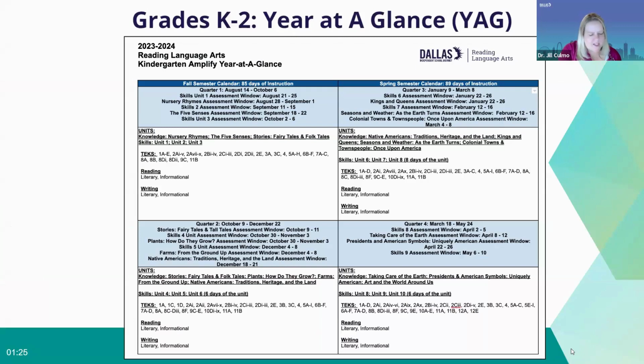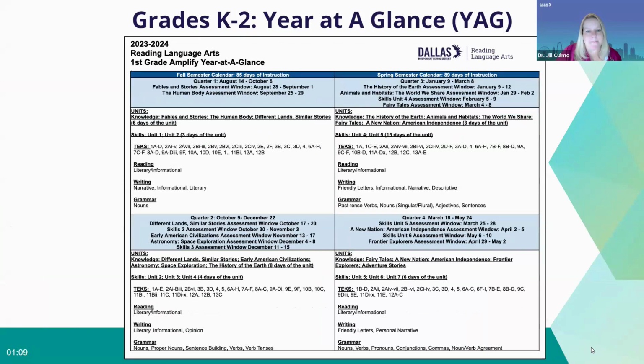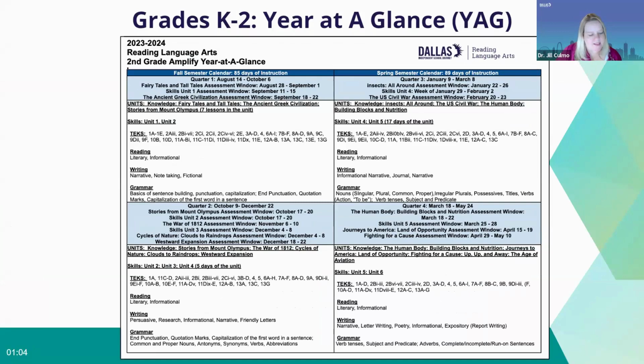The importance of the Year at a Glance, or YAG, is to give teachers an overall view of units, TEKS, reading and writing genres, and grammar conventions that will be covered in each quarter. Okay, here you see we have kindergarten, first grade, and second grade.